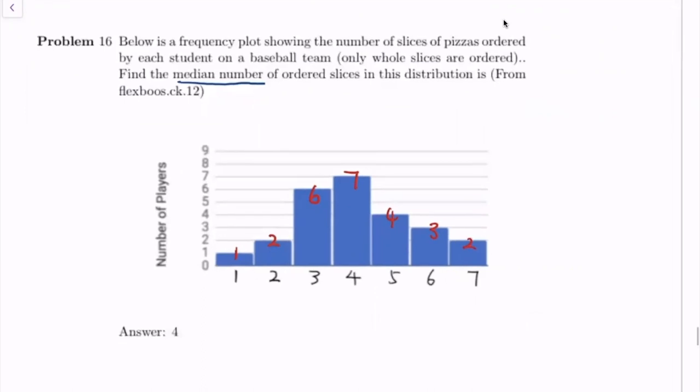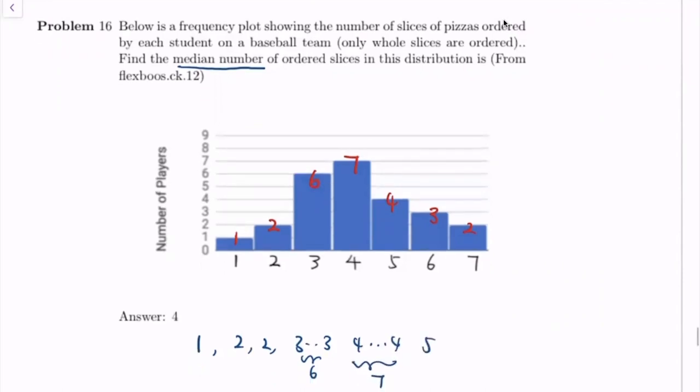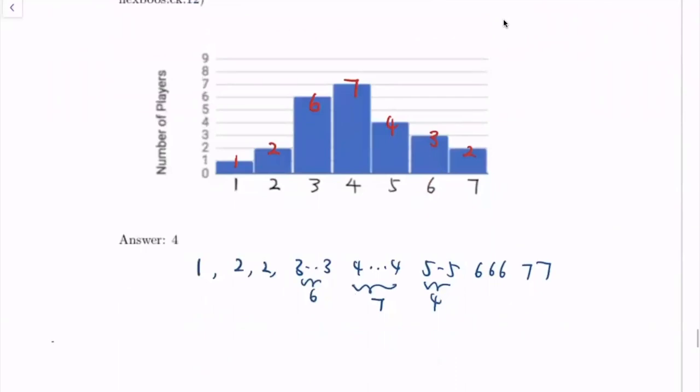All right, so here what we need to do is just list out all the pizzas ordered by each player. Here we have one 1, there's only one, and there are two 2s, and six 3s, and there are seven 4s, and we have four 5s, and we have three 6s, and we have two 7s.